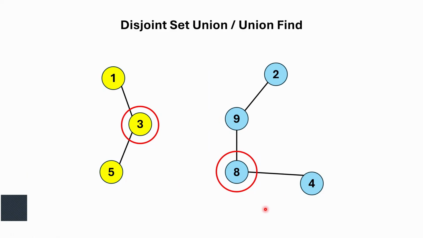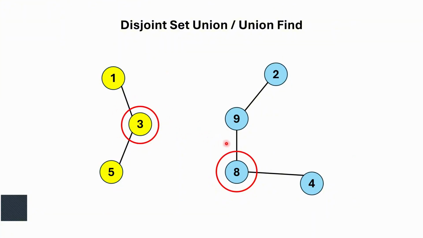Today I'll be explaining disjoint set union, or what is also called union find. So what is this concept? What is disjoint set union or union find? We start with two separate sets of nodes, and we want to join or unite these sets of nodes or components by picking a node from each set.